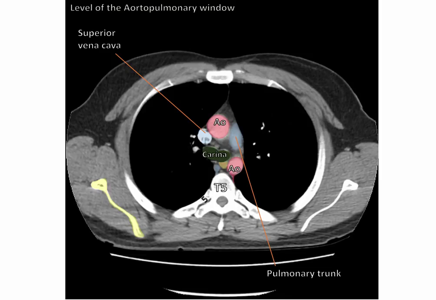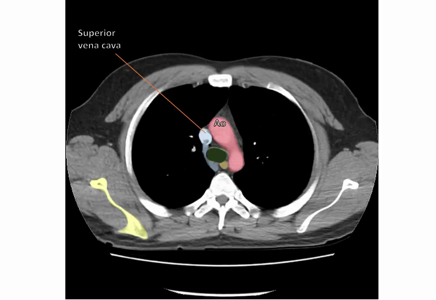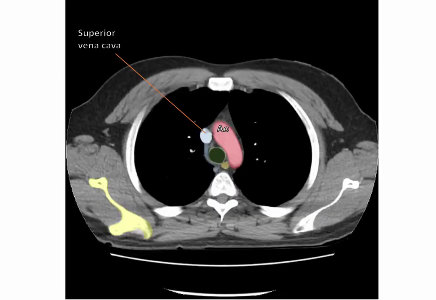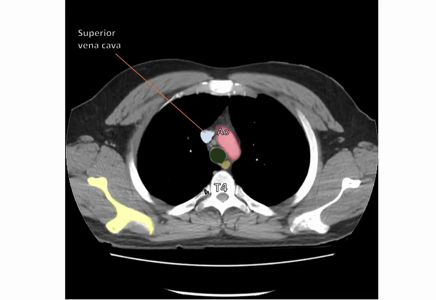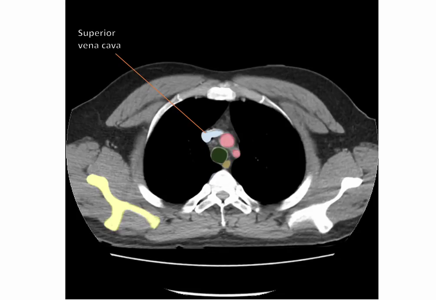And this is why, as we move superiorly, we can see the two profiles of the aorta joining to form a single profile at the aortic arch level. Also at this level, we can see the azygos vein joining the superior vena cava here. As we move upwards, we can see the vessels emanating from the arch of the aorta and also from the superior vena cava.